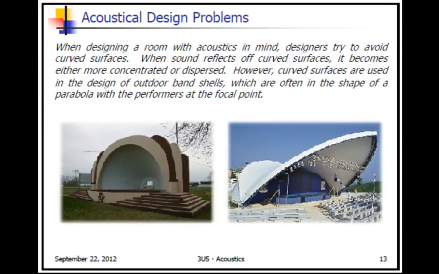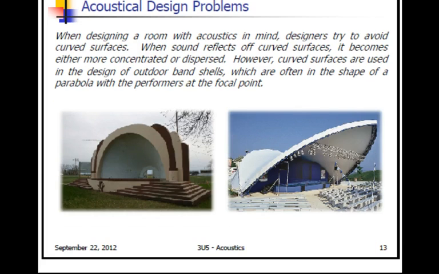material. When designing a room with acoustics in mind, designers try to avoid curved surfaces. When sound reflects off curved surfaces, it becomes either more concentrated or dispersed. But curved surfaces are used for outdoor band shells. They often have the shape of a parabola, with the performers being the focal point, so that the sound goes from that focal point and reflects out into all places in the audience.